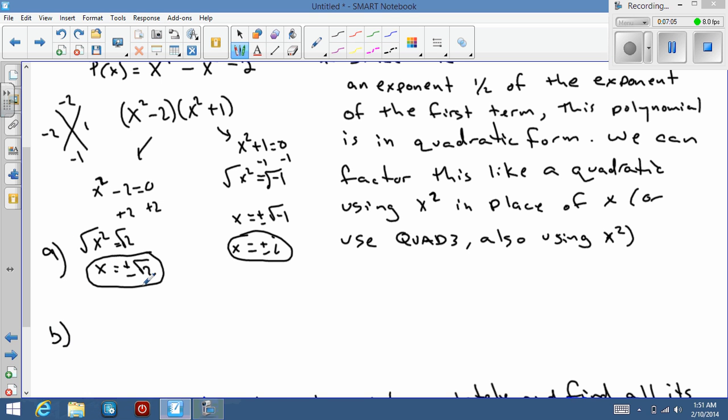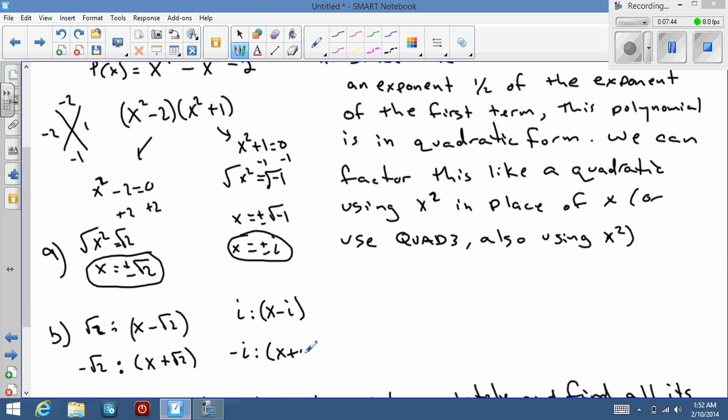For part B, I'm going to take each one of those four zeros and make them into factors. So I take the square root of 2, and that is going to be x minus the square root of 2. I'm going to take the negative value of the square root of 2, and that is going to be x plus the square root of 2. Then you take the opposite. And for i I get x minus i, and for negative i I get x plus i.